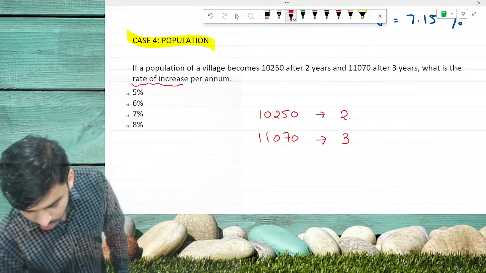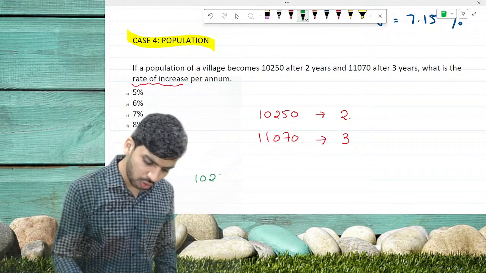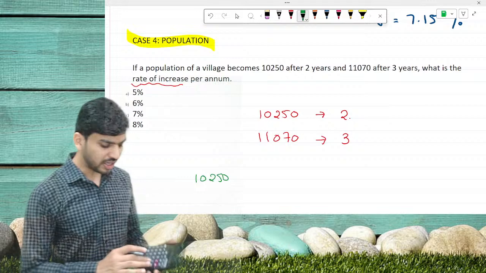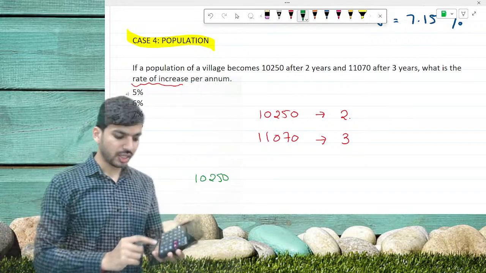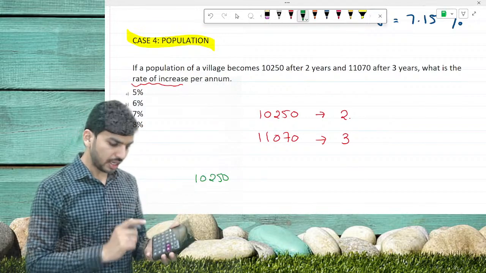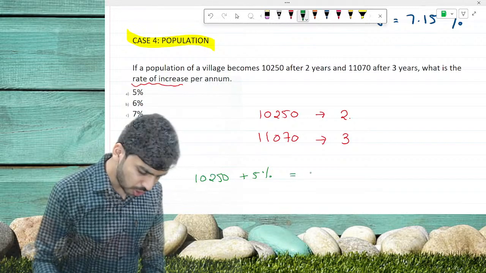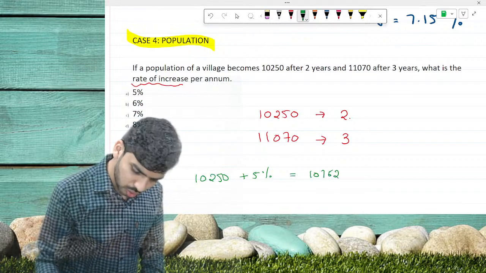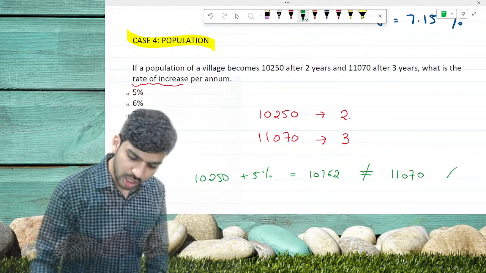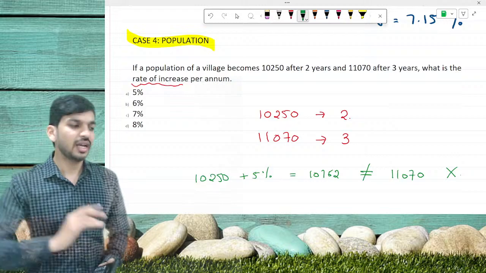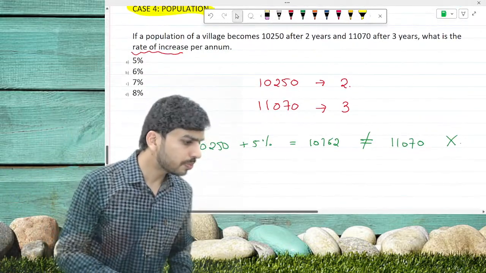How to find out? So all of you type this number on your calculator, 10250, and go by options. Plus 5%. If I do plus 5%, the answer comes out to be 10762, which is not equal to 11070. So this is your wrong option. Let's go for option number 2 now.